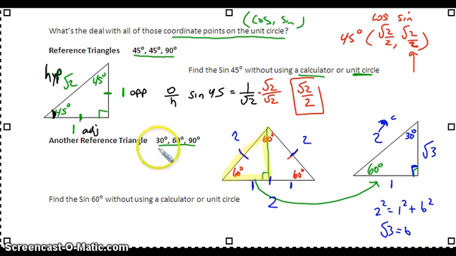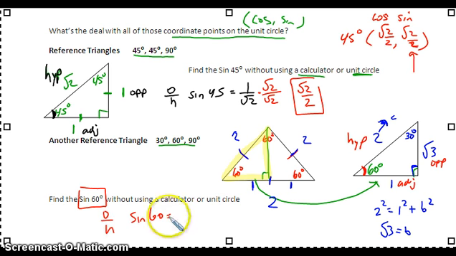Now if I wanted you to find the sine of 60 degrees, you have to go from 60 degrees, so you choose this angle. This is opposite, adjacent, and hypotenuse. So the sine of 60, the formula is opposite over hypotenuse: square root of 3 over 2. Again, that is a value that is on the unit circle, and the way they're getting that is they're just using this reference triangle.